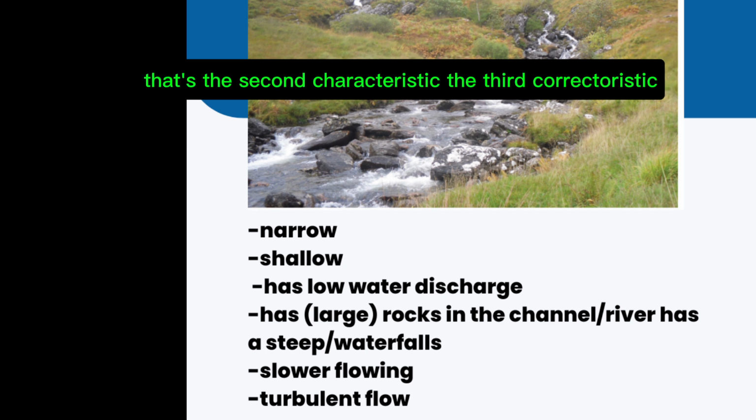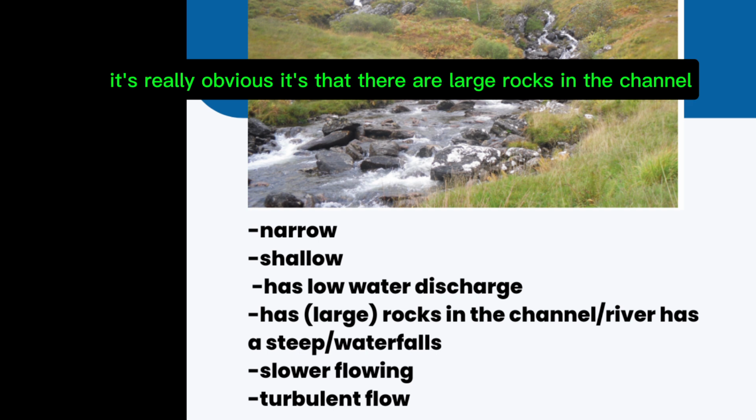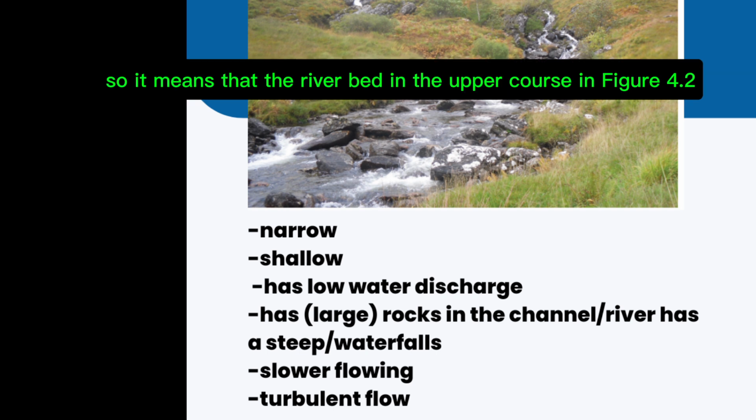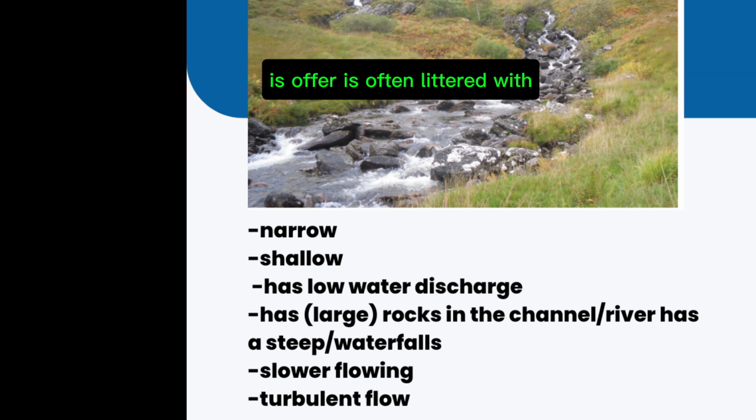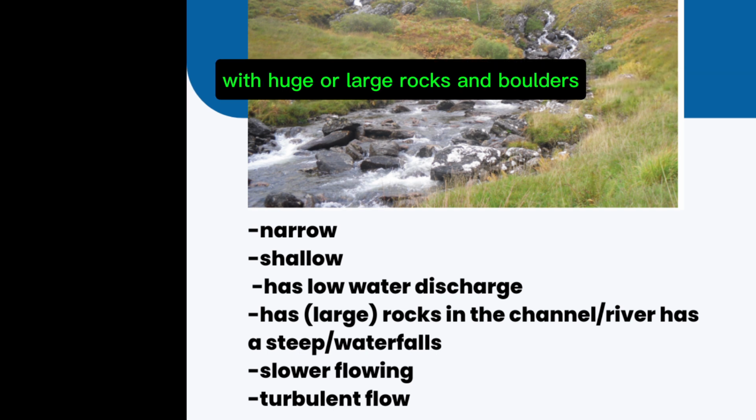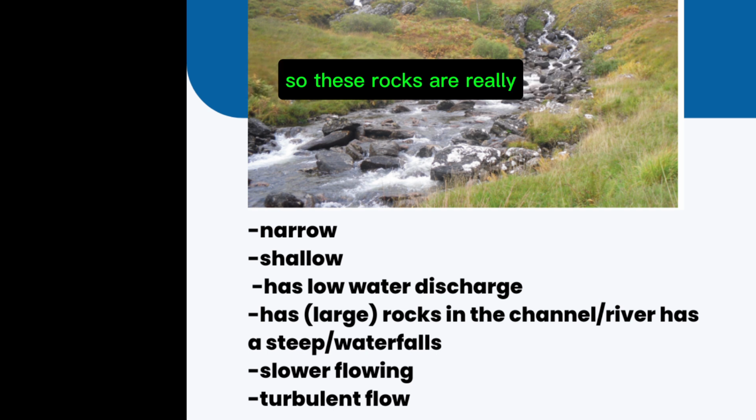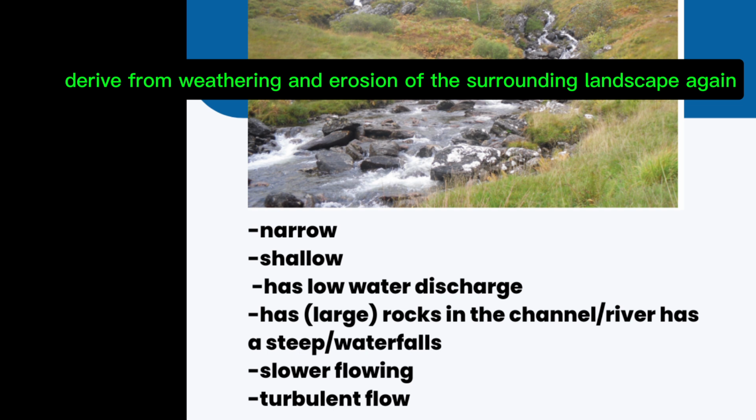That's the second characteristic. The third characteristic, which is really obvious, is that there are large rocks in the channel. The river bed in the upper course in figure 4.2 is often littered with huge rocks and boulders. These rocks are derived from weathering and erosion of the surrounding landscape.